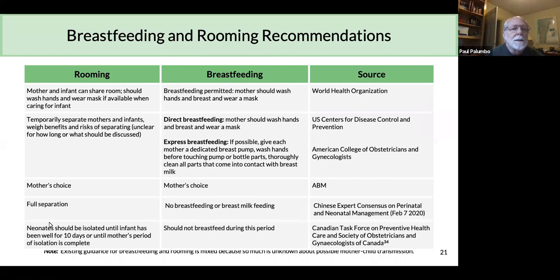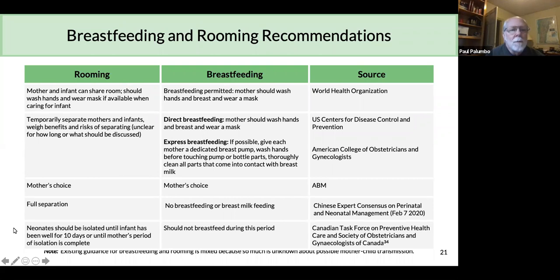Hand washing and masks should be used when available. The WHO feels that breastfeeding should be permitted, but the mother should wash hands and breasts and wear a mask. So reasonably liberal by the WHO when making recommendations to the global community. When you move to the US, you see things get much more conservative.